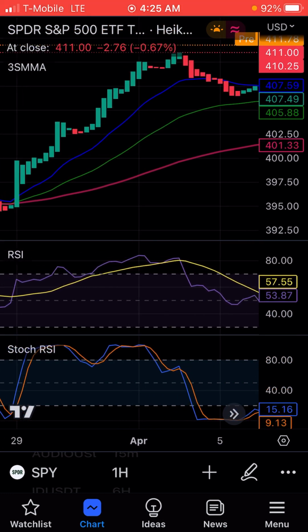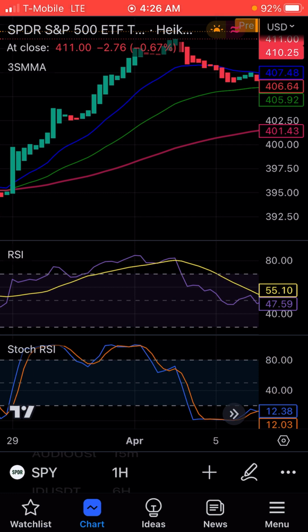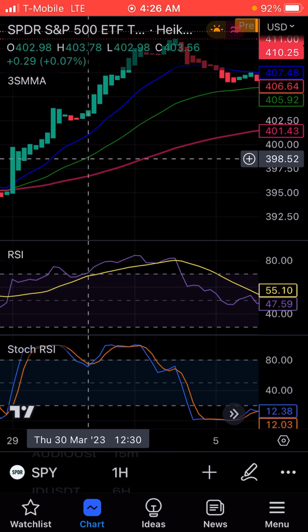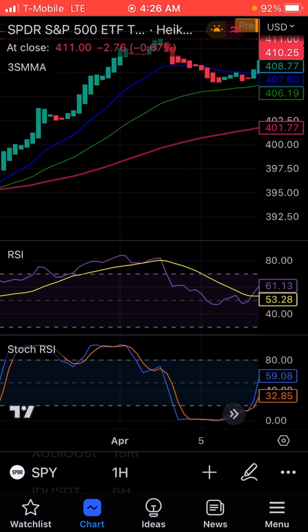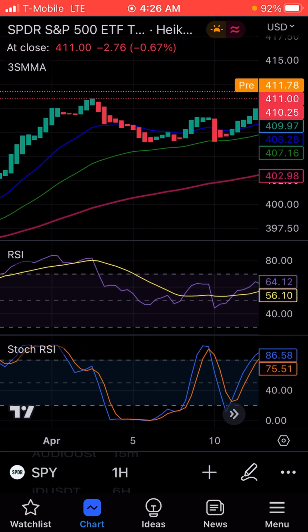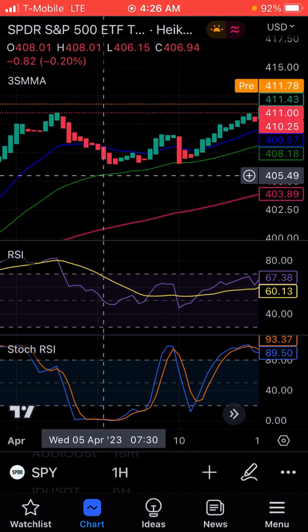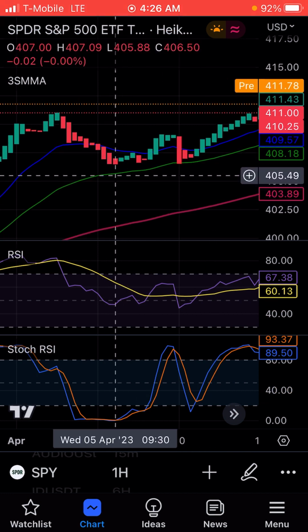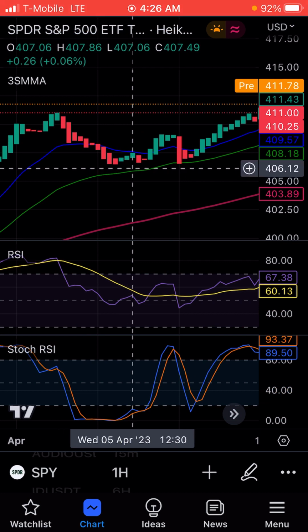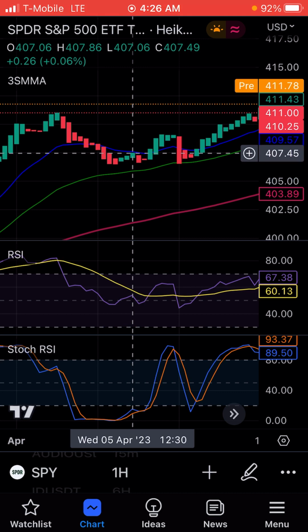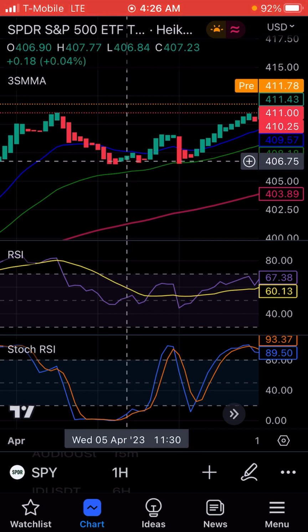So what you want to do is find moments when it's going up. So we need to find that on the hour first. Here's a good point right here. We see that the blue line is pushing up with the orange line on the bottom of this stochastic RSI right here. So this would be a point to get in. This would be your entry point.